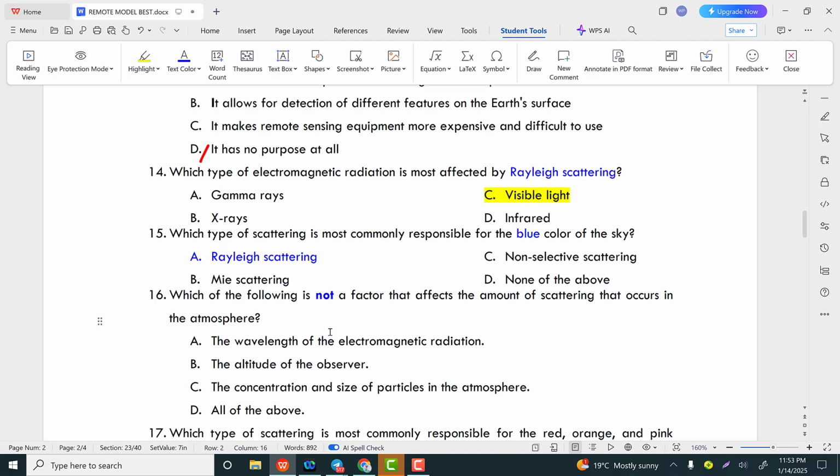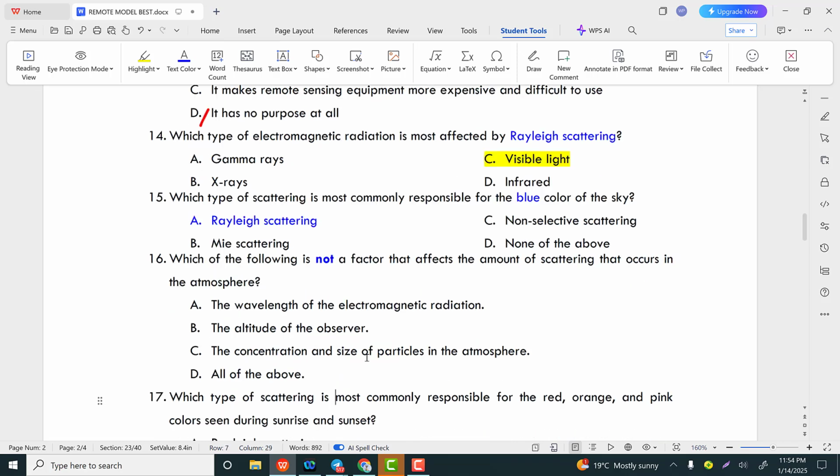Question number 16. Which of the following is not a factor affecting the amount of scattering that occurs in the atmosphere? A. The wavelengths of electromagnetic radiation. B. The altitude of the observer. C. The concentration and size of particles in the atmosphere. D. All of the above. So the answer is the altitude of the observer. This is not related to the magnitude or the amount of scattering in the atmosphere.